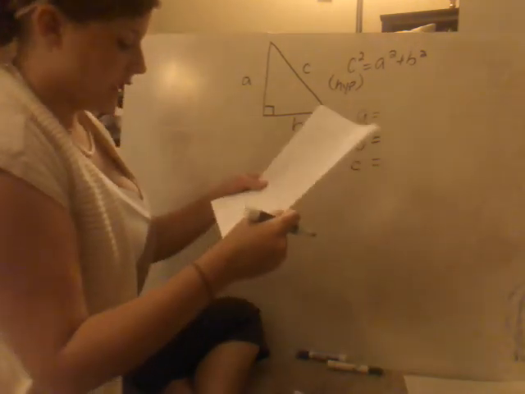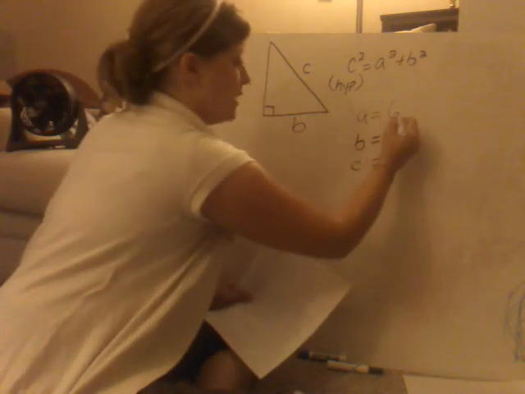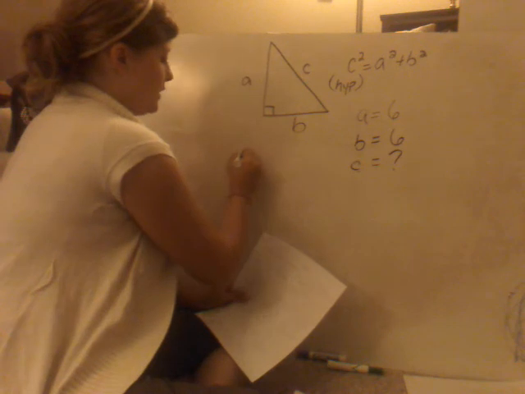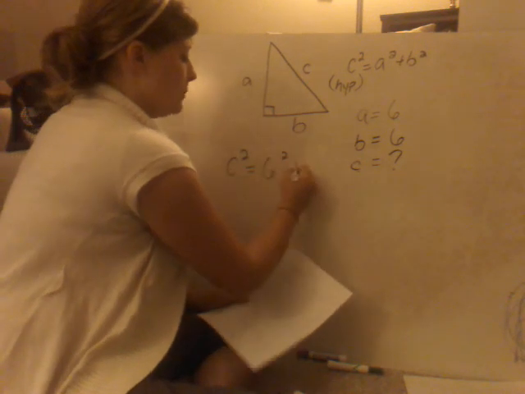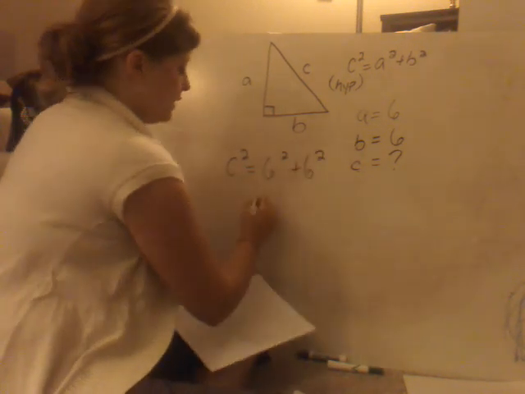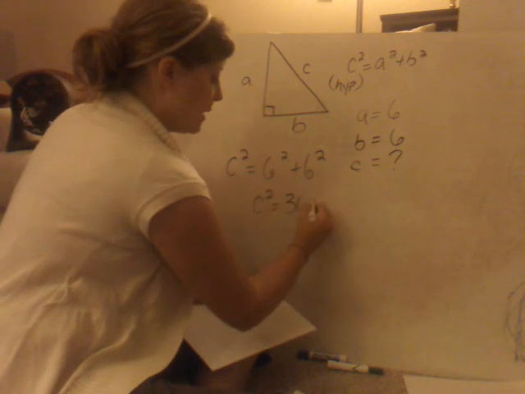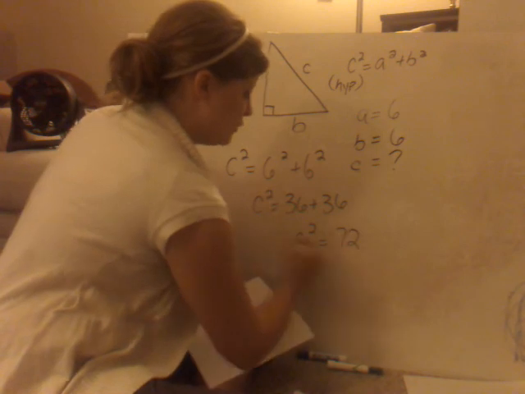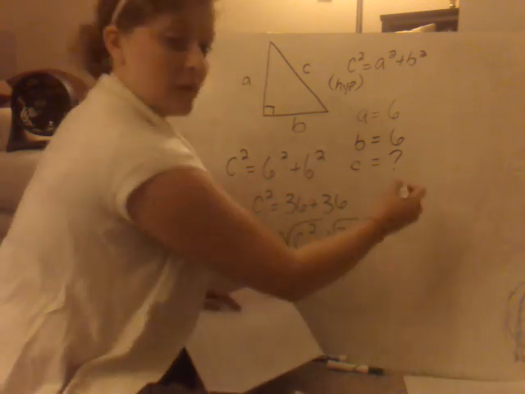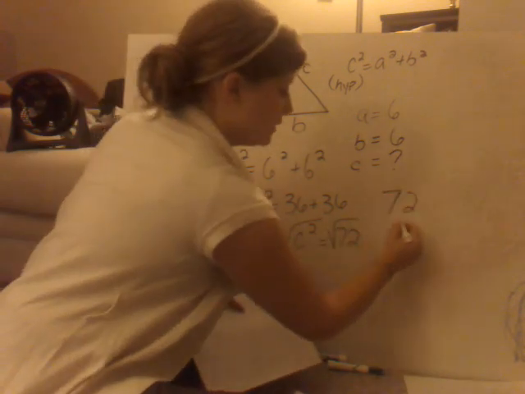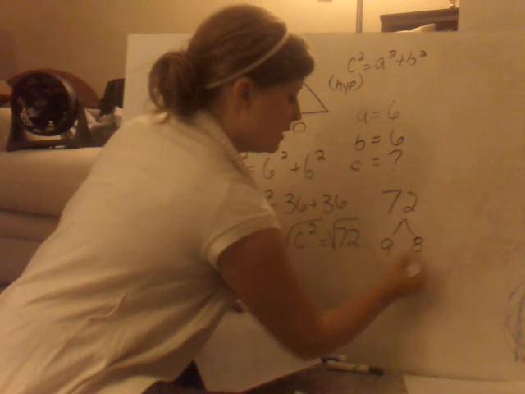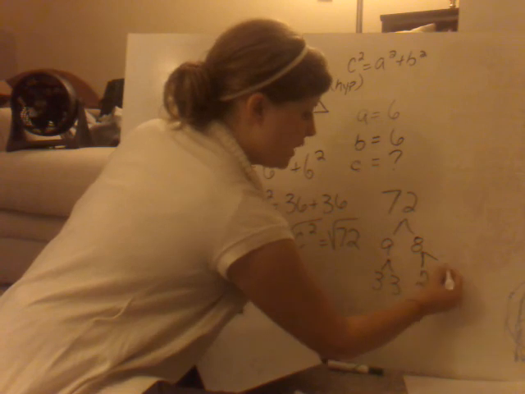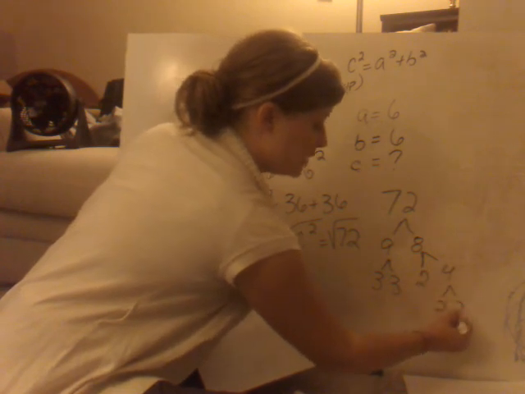Number 9, I've got a is equal to 6 and b is equal to 6. Find c. So I have c squared is equal to 6 squared plus 6 squared. C squared is equal to 36 plus 36. C squared is equal to 72. I take the square root of both sides. I do my factor tree over here. 72 is 9 times 8. 9 is 3 and 3. 8 is 2 and 4. And then 4 breaks down again to 2 and 2.